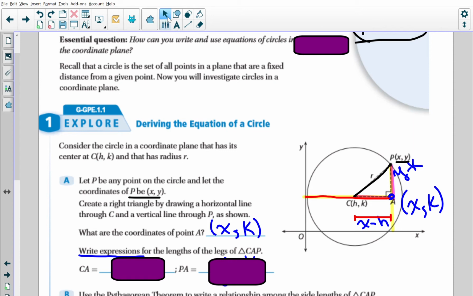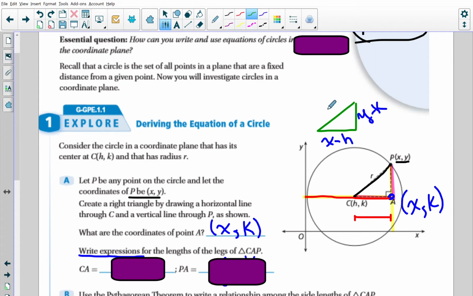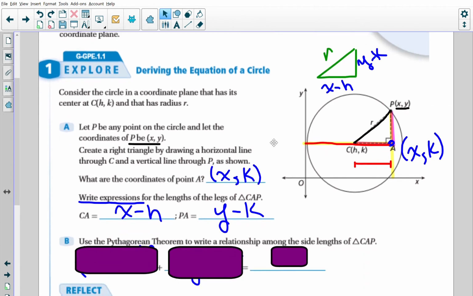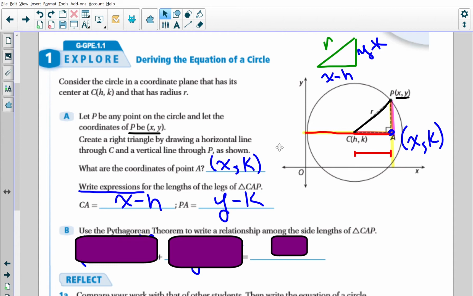Notice we now have a triangle whose leg lengths are this, which is what this expression says.